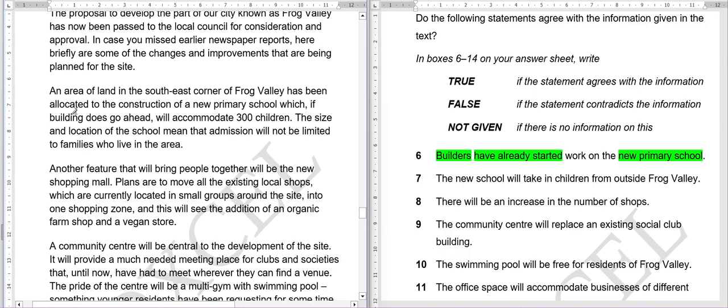An area of land in the southeast corner of Frog Valley has been allocated to the construction of a new primary school, which, if the building does go ahead, will accommodate 300 children. The size and location of the school mean that the admission will not be limited to local families. Okay, this is for the other question. So our sixth question is in this particular sentence. You have some time to tell me the answer, around 10 seconds, and your time starts now.